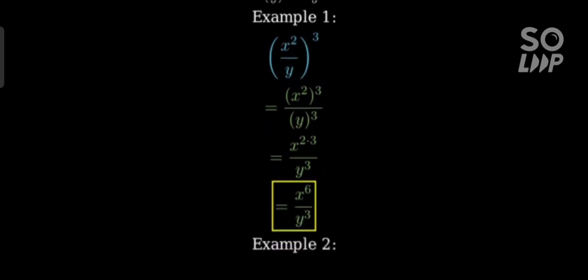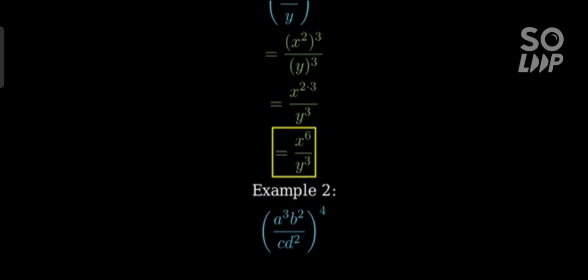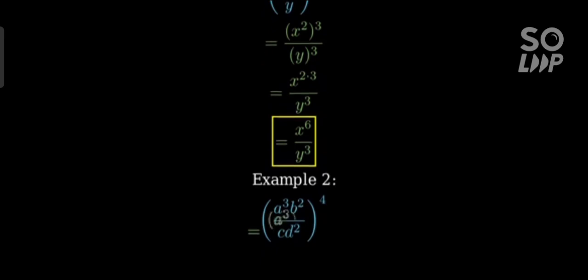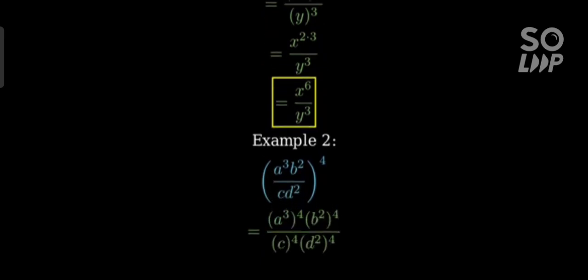Let's try a more challenging example. Here's our second example, the fraction a cubed b squared over c d squared, all raised to the 4th power. Let's solve this step by step. First, we'll distribute the power of 4 to every term in both numerator and denominator.